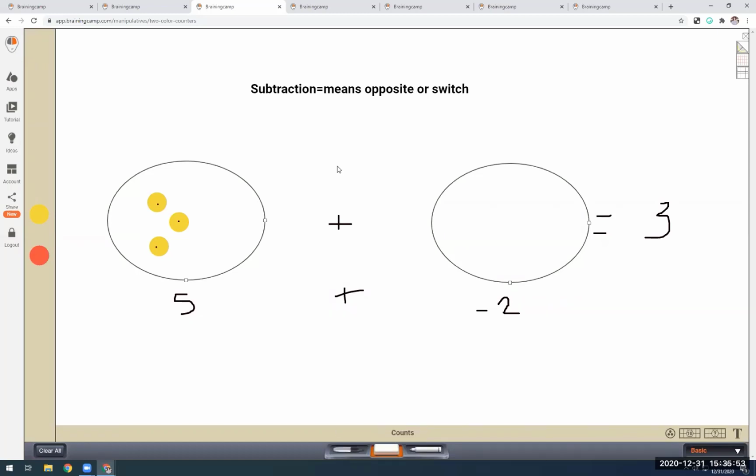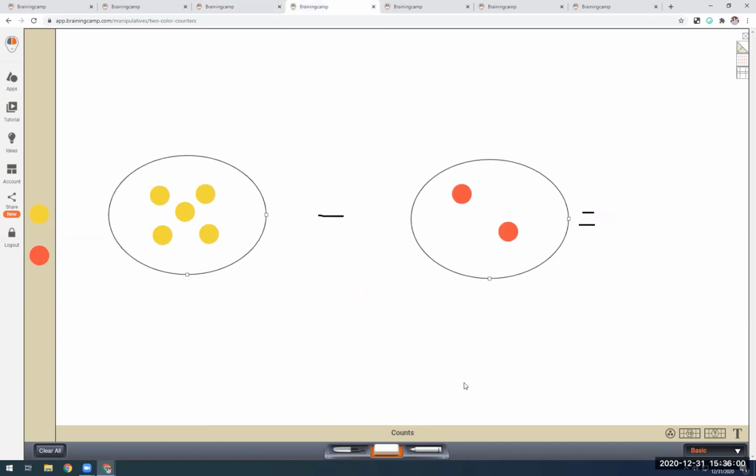Let's keep working with the subtraction, acting as a switch and causing numbers to go the opposite way. Here's one where I already have some negative integers. So let's read this as is. We have 5 yellow counters, so 5, and I am subtracting this.